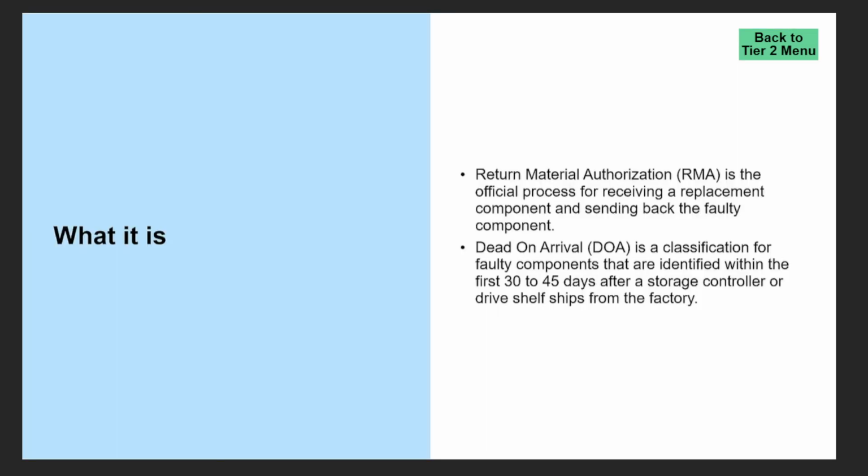A purchased system comes with a support contract that includes a guarantee of delivery time for replacement parts. The process for the replacement of faulty components under the support contract is called the Return Material Authorization, or RMA. Faulty components on new systems are classified as dead on arrival, or DOA, and are replaced under a different process than the RMA process.